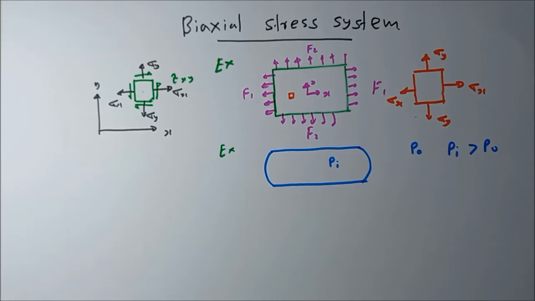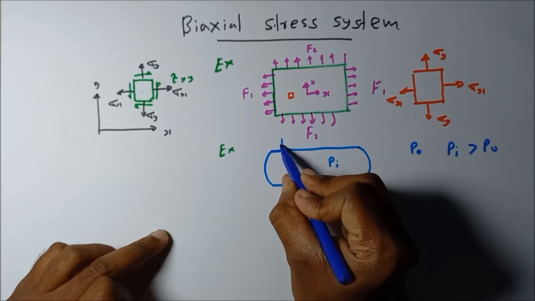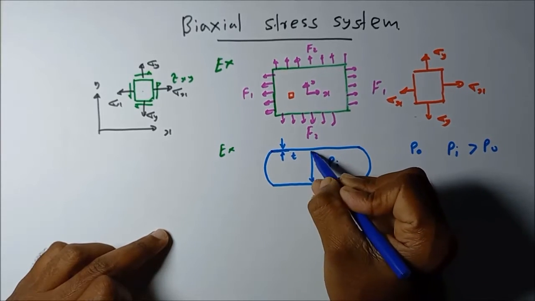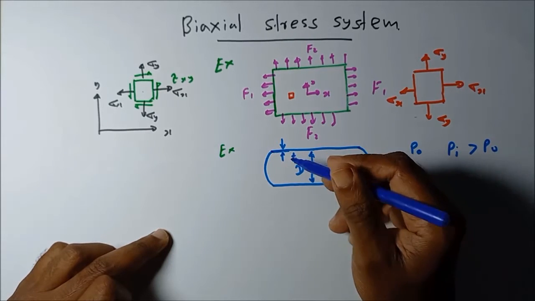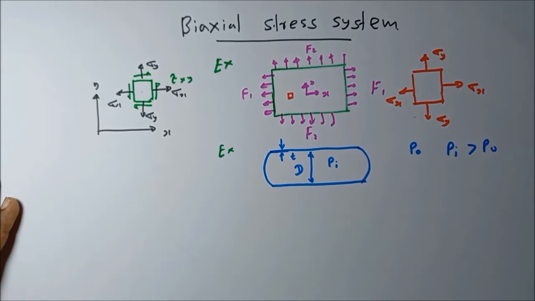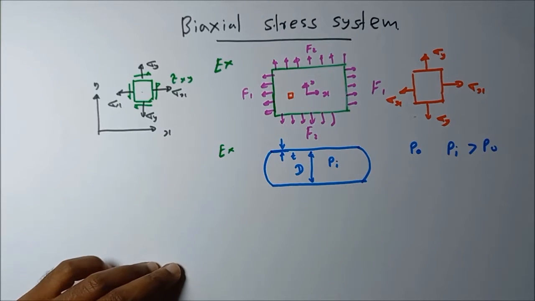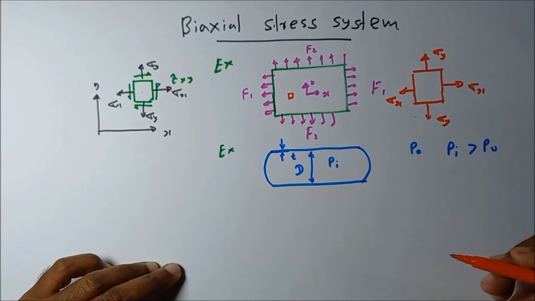These are manufactured using thin sheet metals. Let's take the thickness as t and the internal diameter as capital D. Compared to the capital D, t is very small for thin wall pressure vessels. When this pressure vessel is subjected to an internal gauge pressure, its shell is subjected to a biaxial stress system.